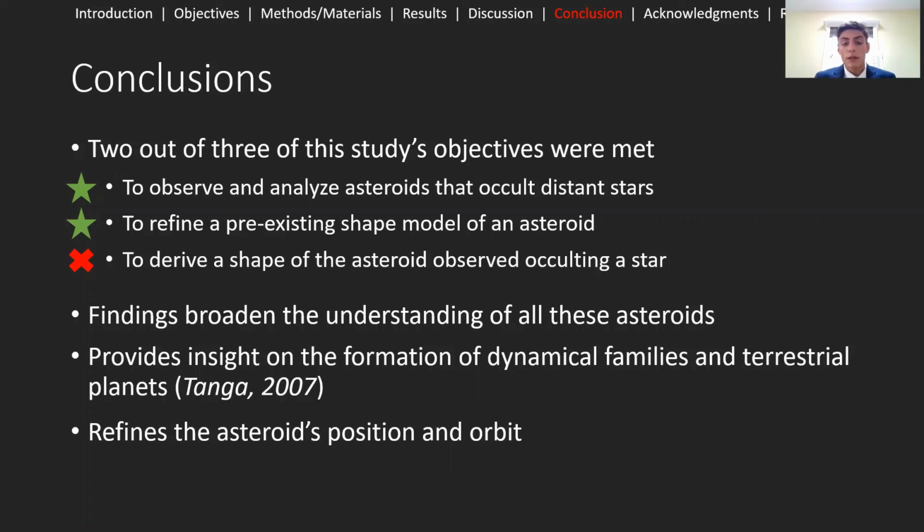Overall, these findings broaden the understanding of all of these asteroids, and since the data is already uploaded to the IOTA website, which is further backed up into the NASA database annually, astronomers can use this information to provide insight on the formation of dynamical families and terrestrial planets. This information can also be used to refine the asteroid's position and orbit, making the next occultation even more accurate.